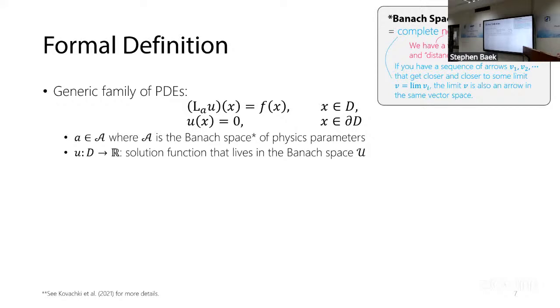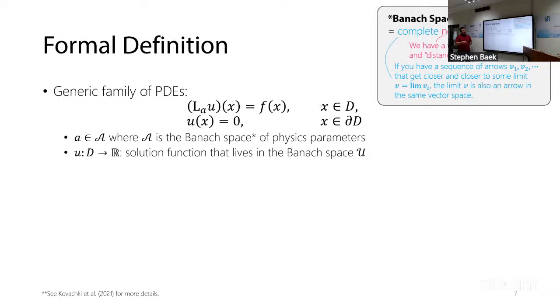All right. So that was about the parameter A. Now we have U that plays an important role in this form of PDE. So U is our solution function. So that's an evolving field, right? That evolves over time. And then again, we use the term Banach space over here.